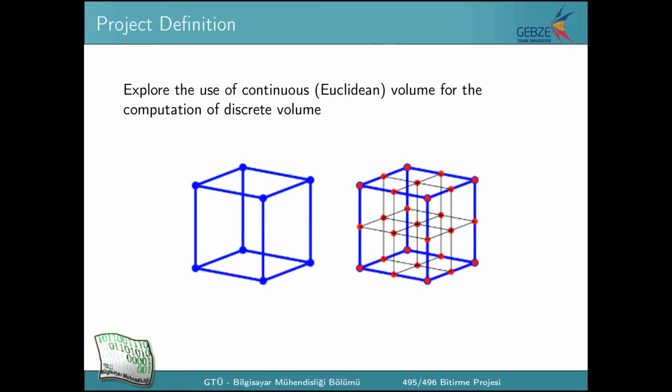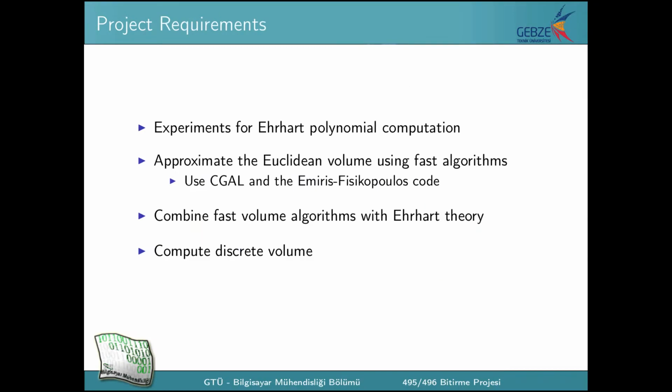In this project, we combine two notions of polytope volumes, namely the Euclidean volume and the discrete volume. The Euclidean volume is a classical notion of volume, while the discrete volume is the number of integral points in the polytope. For example, in a cube of side 2, the Euclidean volume is 8, and the discrete volume is 27, as shown in the figures.